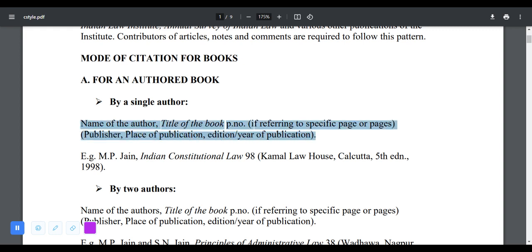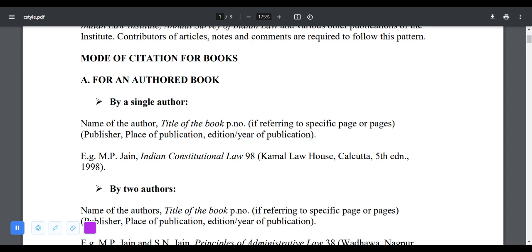You have to provide the name of the author first, then a comma, then a space, then the title of the book, then a space, then the page number, either a specific page or pages. Then under brackets you provide the publisher name, comma, the publication place, comma, then the edition if the book has one, and then the year of publication, and the bracket is closed.